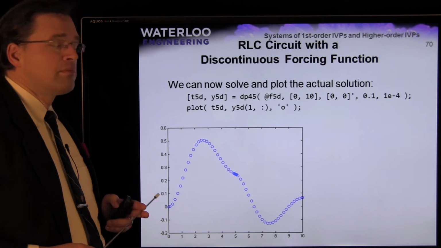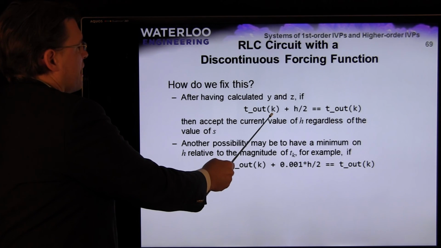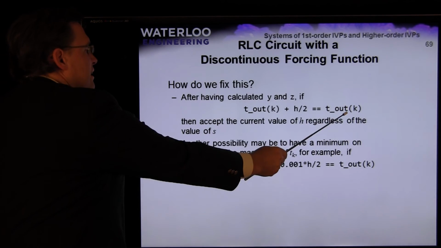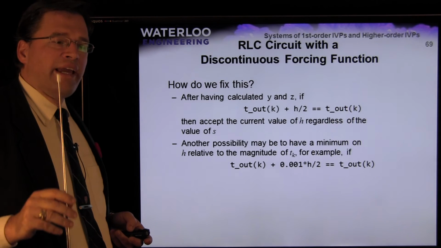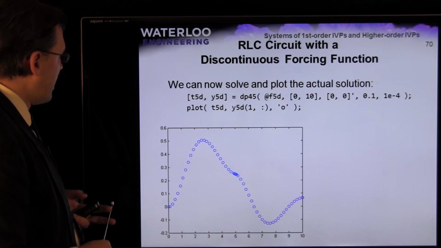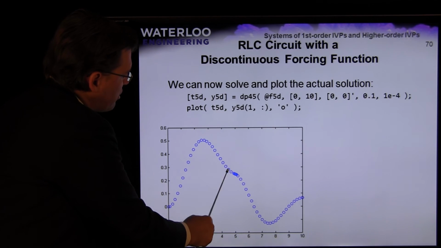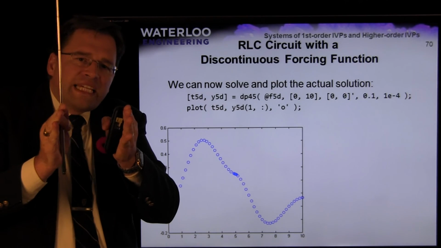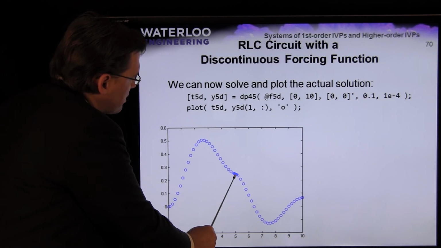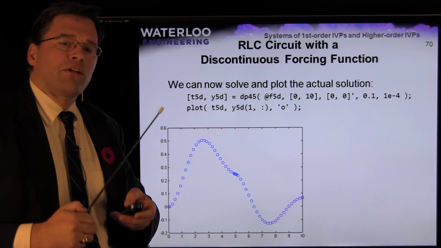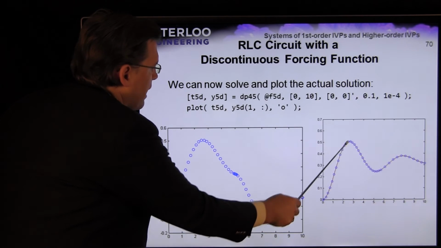So now we can solve it. If you just implement this solution here, if t out sub k plus h over 2 leaves t out k unchanged, then just use the current value of h no matter what. Ignore s. In that case, notice what happens as before, except as we get to the discontinuity, Dormand Prince keeps on refining and shortening the value of h. Once we've crossed the discontinuity, the value of h gets larger again. So notice what's happening. This is more or less identical, as we would expect.